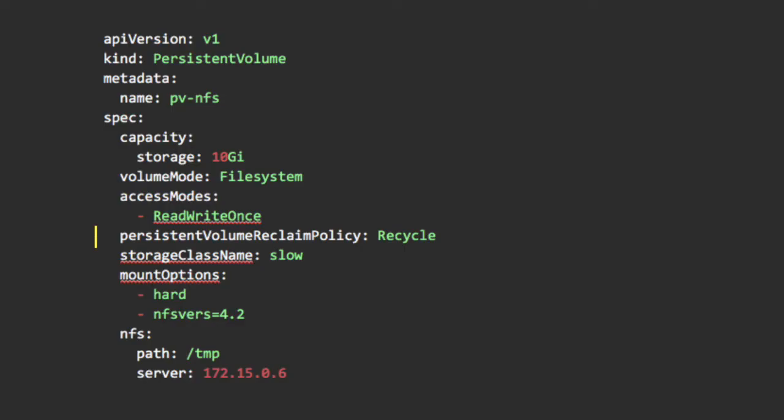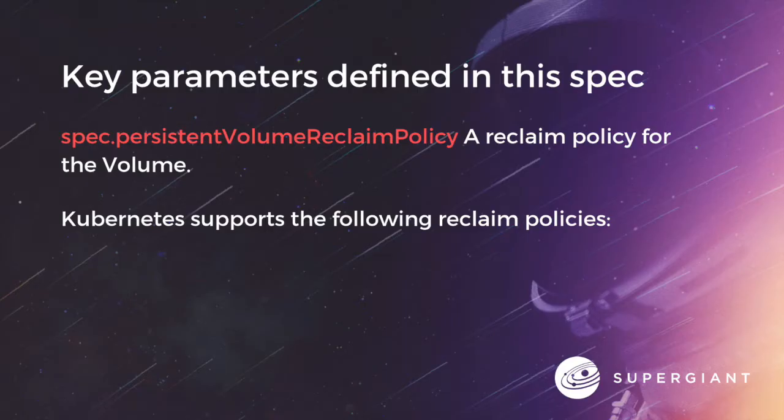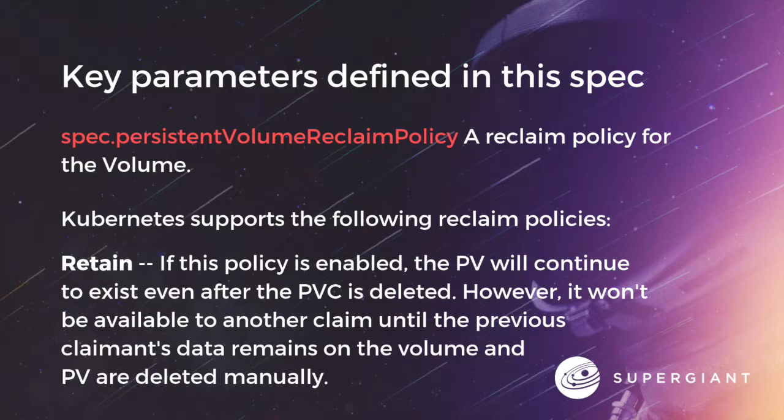Spec persistent volume reclaim policy. A reclaim policy for the volume. Right now, Kubernetes supports the following reclaim policies. Retain. If this policy is enabled, the PV will continue to exist even after the PVC is deleted, but it won't be available to another claim until the previous claimant's data remains on the volume and PV are deleted manually.